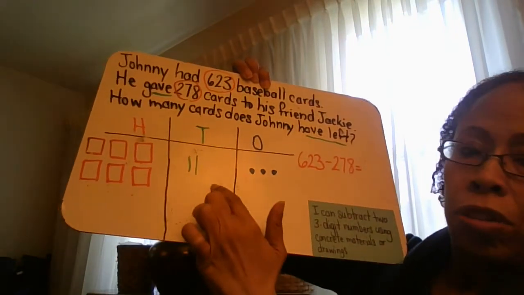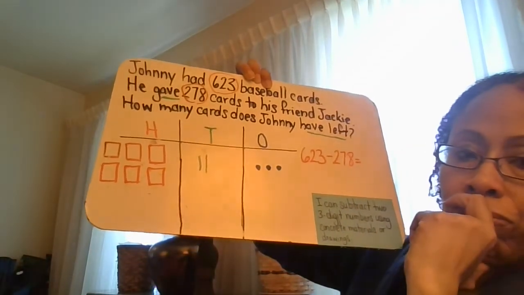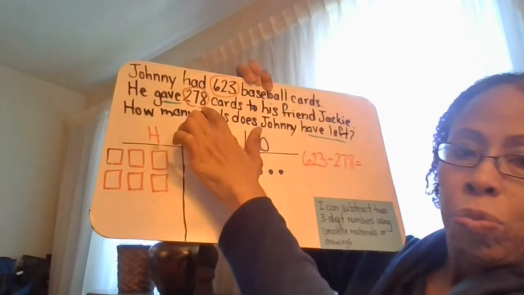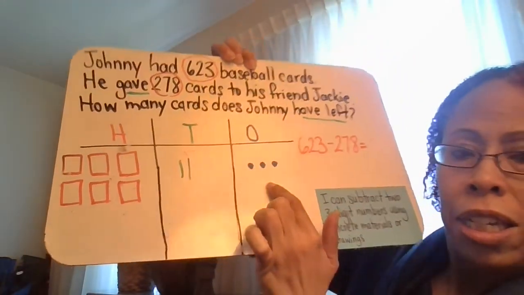6 hundreds, 2 tens, and 3 ones. We're going to subtract 278. Looking at the ones place, we're going to subtract 8. How are we going to do that? Yes, that's right. We are going to go over to the tens place, and we are going to take a 10 and rename it into 10 ones. 1. We're going to put it in rows of 5. 1, 2, 3, 4, 5. And then another row of 5.